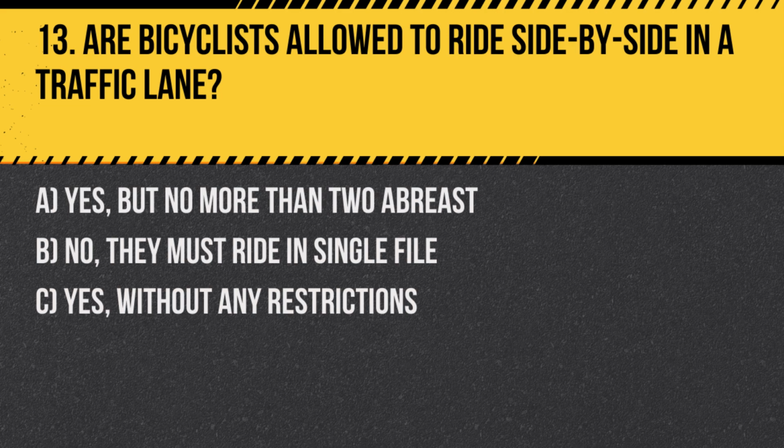Question 13. Are bicyclists allowed to ride side by side in a traffic lane? A. Yes, but no more than 2 abreast. B. No, they must ride in single file. C. Yes, without any restrictions.